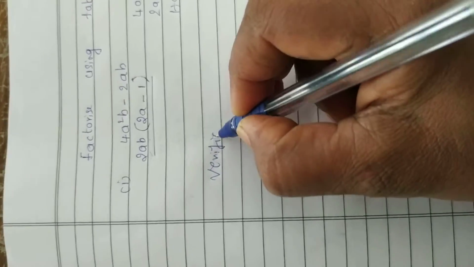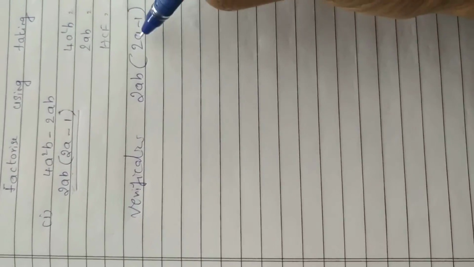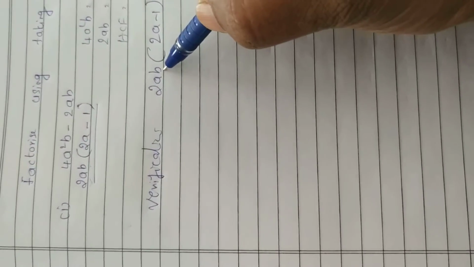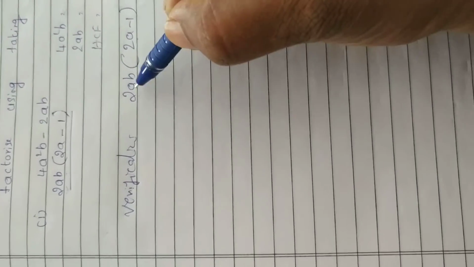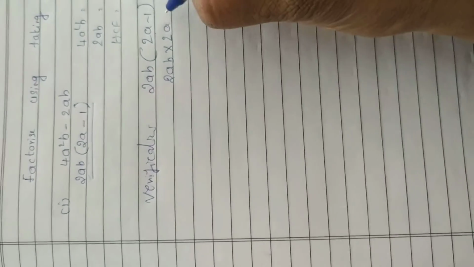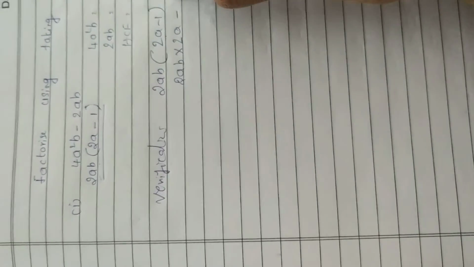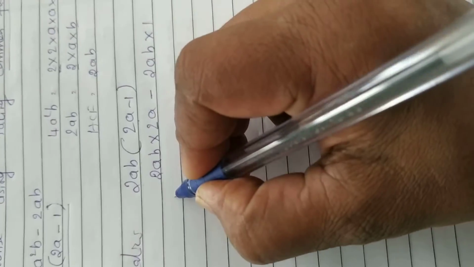How to verify? When you multiply 2ab and 2a minus 1. In the previous chapter you learned how to multiply algebraic expressions. 2ab is the monomial, and this is the binomial, so you know how to multiply: 2ab into 2a, minus 2ab into 1. You learned this in a previous lesson.